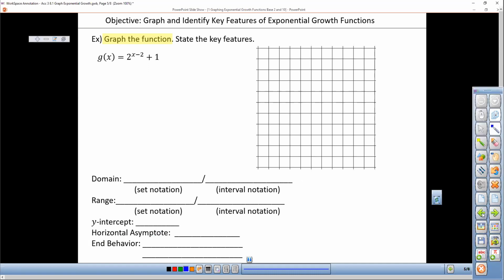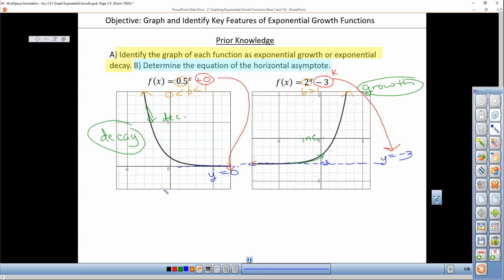So let's go back again to these graphs we started with in our prior knowledge. So these are both exponential growth and decay. And notice as we move from left to right with the function, there are no breaks in the function, no holes, no vertical asymptotes, no stopping and then starting again. These are what we call continuous functions. Any continuous function has a domain of the set of all real numbers.